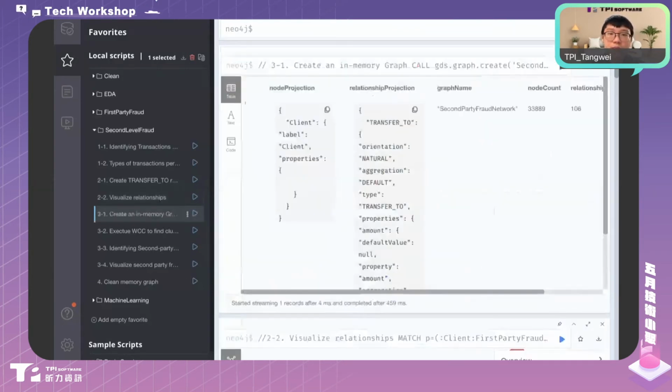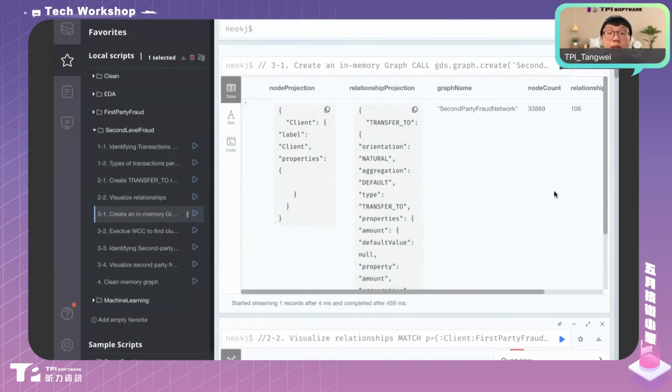Our goal is to find out the clients who may have colluded with first party fraudsters and were not identified as potential first party fraudsters. So our hypothesis is that clients who perform transactions of type transfers, where they either send to or receive money from first-party fraudsters, are suspects for second-party fraud. So to identify such clients, make use of the transfer relationship and use these recipes.